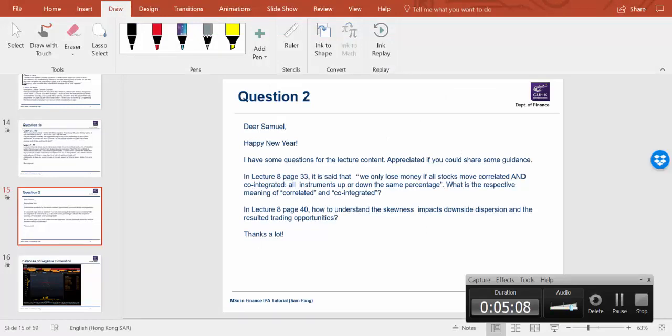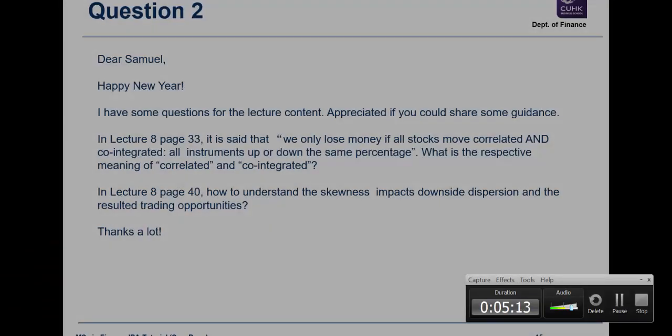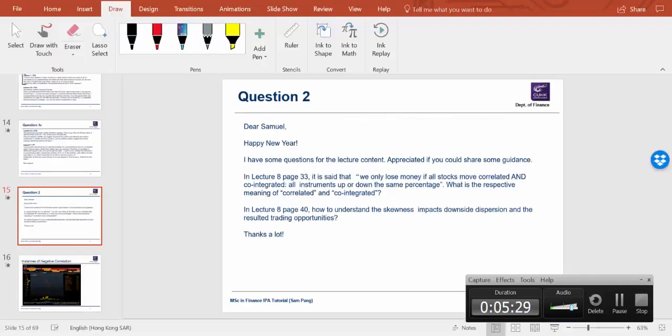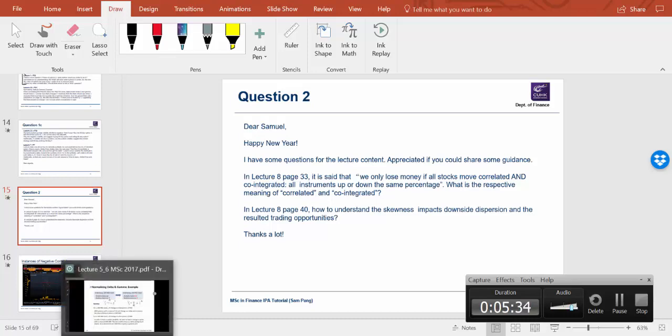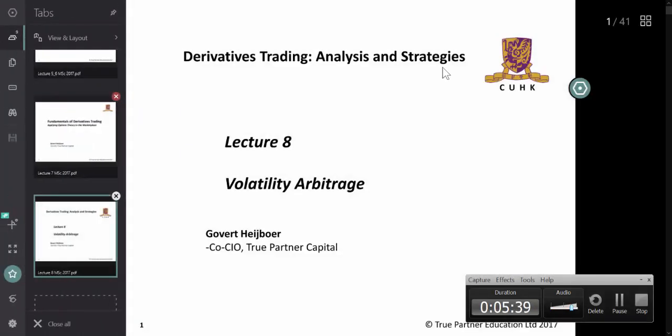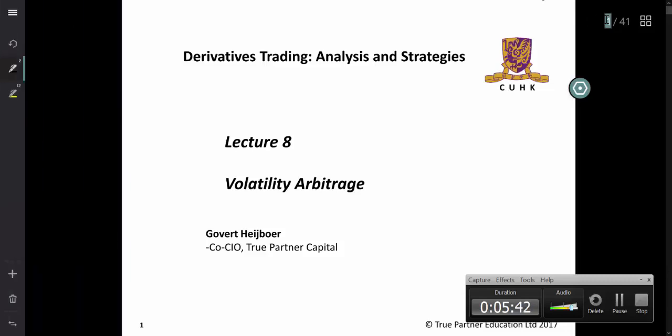Now in lecture 8, page 40, a bit too small for you: how to understand the skewness impact on downside dispersion and the resultant trading opportunities. Now let's go to lecture 8, page 40. So lecture 8. Oh, it's almost the last page. It's the second last page.